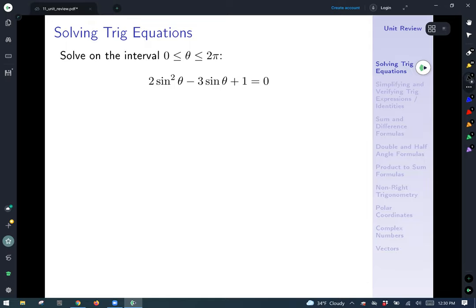Okay, so solving trig equations. The very first thing we talked about in this unit, on the interval within one rotation of theta, 0 to 2 pi, solve this thing. Well, you can factor this thing directly, but oftentimes I think students find it easier to make a substitution, to say, hey, this looks like a quadratic, a fancy way of saying ax squared plus bx plus c. If you make the substitution u is equal to sine of theta, then you can rewrite this thing as 2u squared minus 3u plus 1 equals 0.